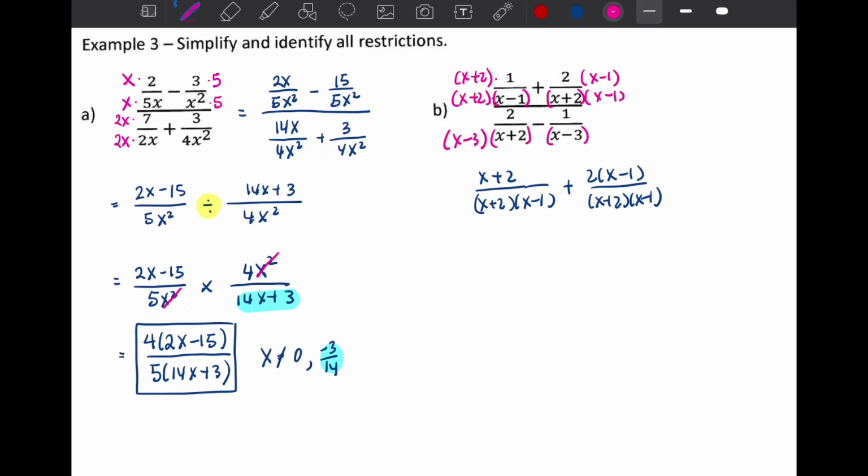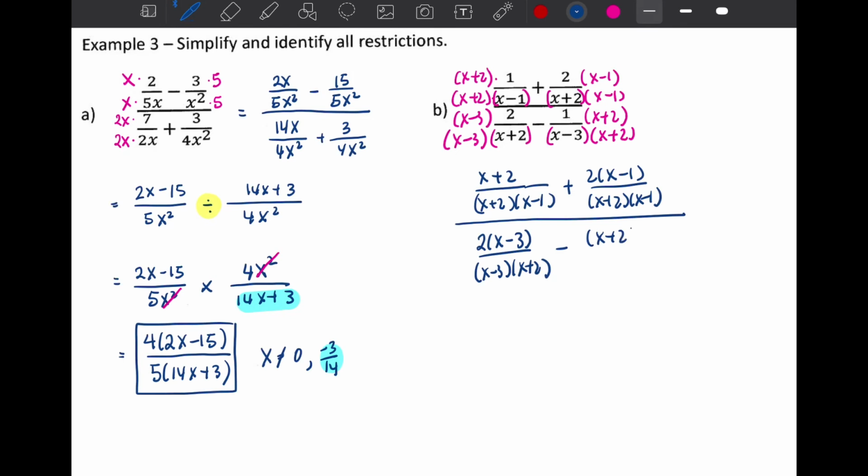And then I'll take a look at this portion. It looks like I have to multiply x minus 3 to the first term to get the lowest common denominator, and then we multiply the same thing on the top. And for the second term, I need to multiply by x plus 2, top and bottom. So this is all over 2 times (x minus 3) all over (x minus 3) times (x plus 2), minus (x plus 2) all over (x minus 3) times (x plus 2).